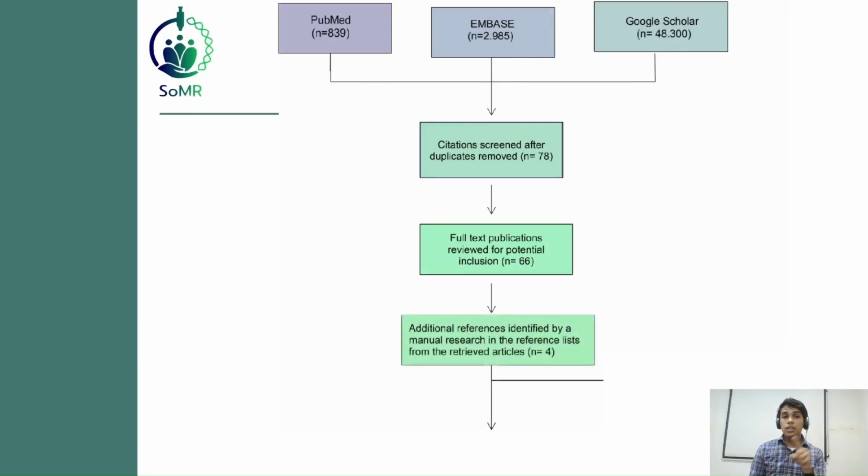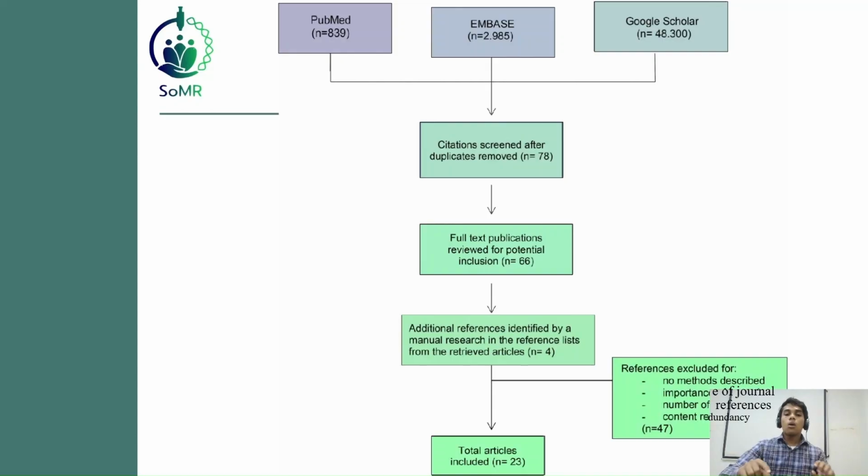Then, like I talked about in the previous slide, additional references identified by manual research. By manual research, I mean that you read an article and then you go into the reference list from the retrieved articles, and then you pick up that article and you include that as well. So for this particular schematic flowchart, it had 4 of such, and so that made our sample of 70 articles as finally selected.